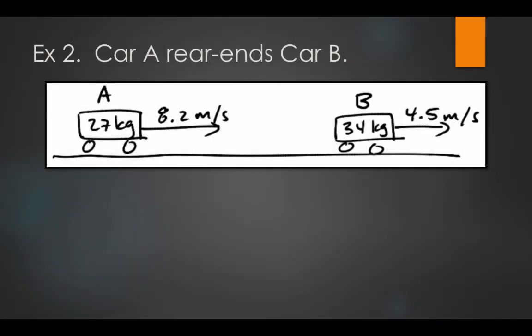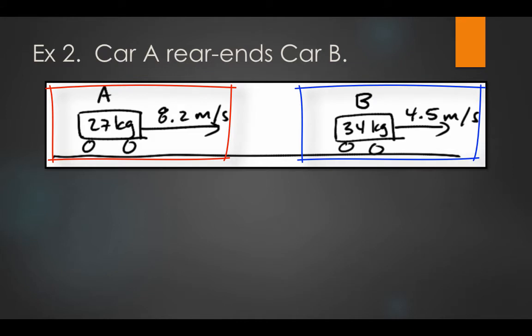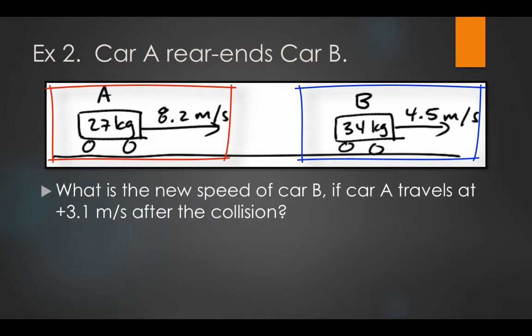Example number 2. Car A rear ends car B. Car A is 27 kilograms and travels at plus 8.2 meters per second, while car B is 34 kilograms, traveling in the same direction at 4.5 meters per second. In this case, the cars do not stick after the collision, rather they collide and bounce. If car A travels at a velocity of plus 3.1 meters per second after the collision, what is car B's velocity?